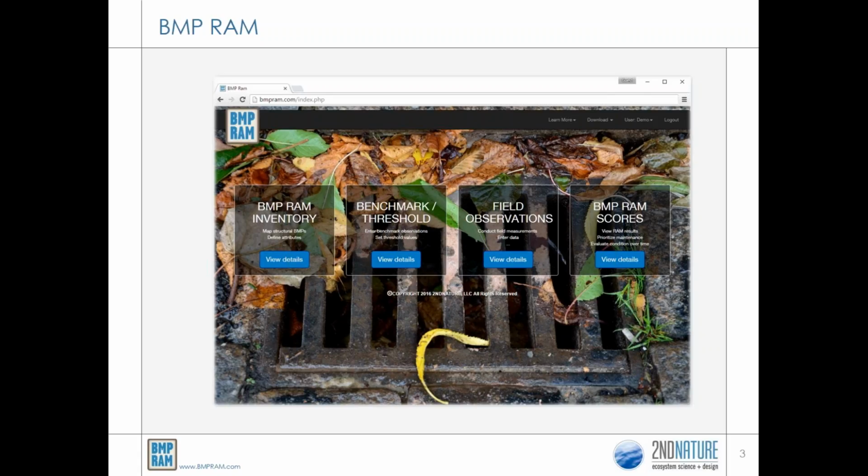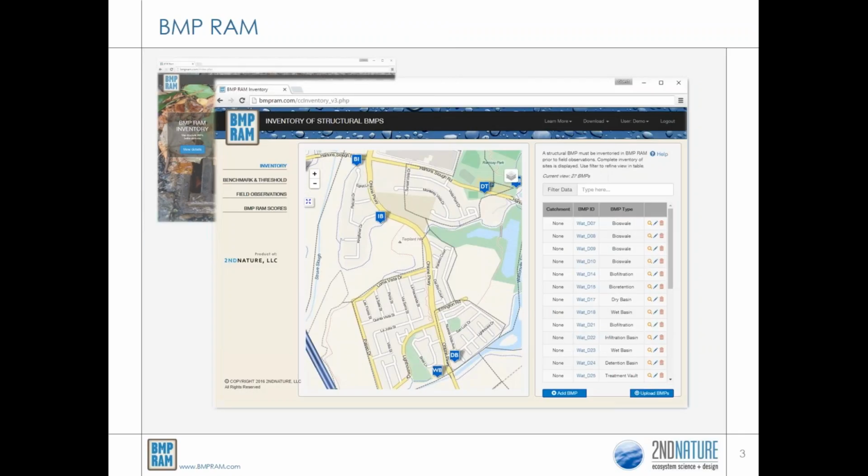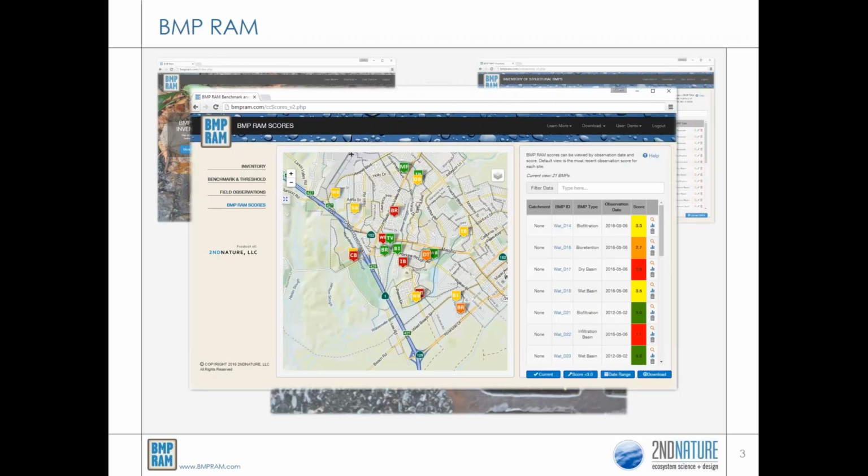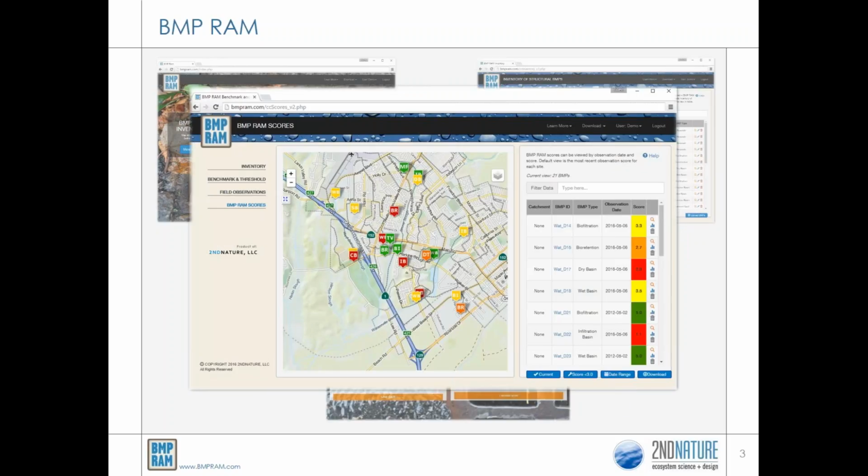In BMP RAM, each BMP type has a unique set of data inputs for each step completed by the user, including inventorying the location of a structural BMP, establishing benchmark and threshold values, and conducting a series of specific field observations to determine the condition of the structural BMP at the time of assessment.